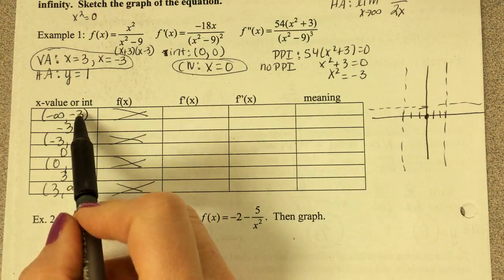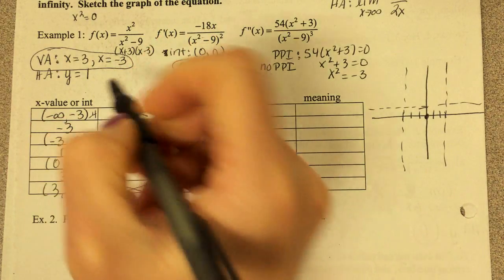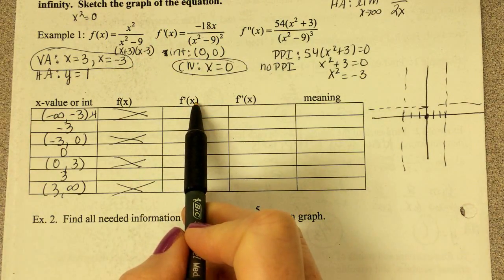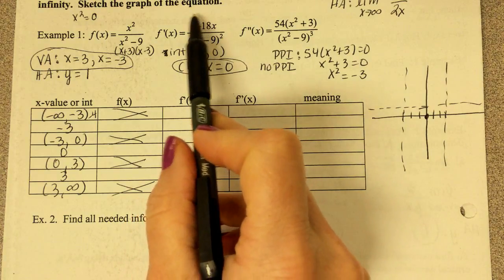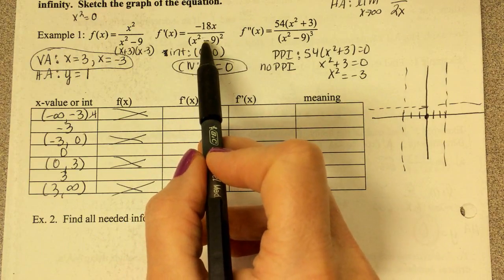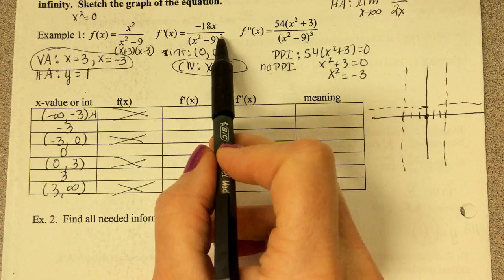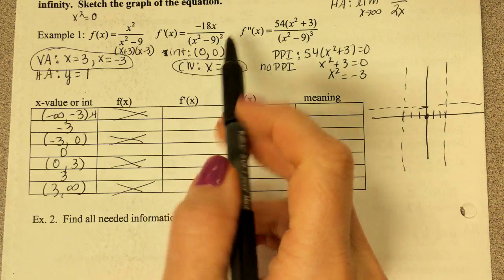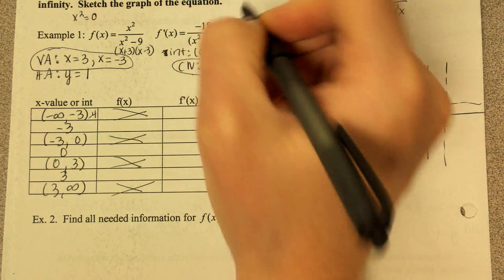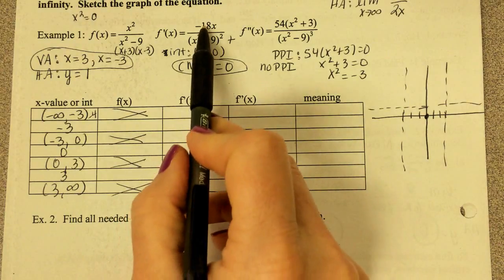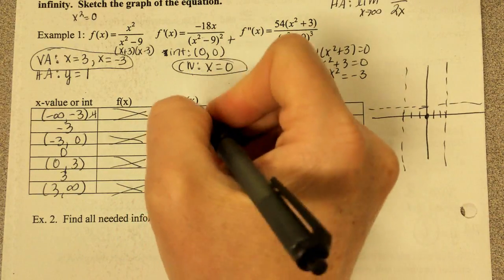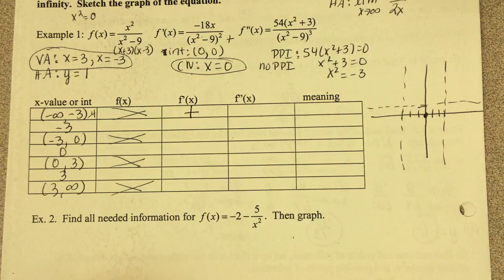So I'm going to choose a test value, maybe -4, and I'm going to plug it into my first derivative. I should look at my first derivative. If the denominator is getting squared, will it always be positive or negative? Positive. So I know it's always positive here. So if I plug -4 in, I have a negative times a negative. That's a positive on my first derivative.